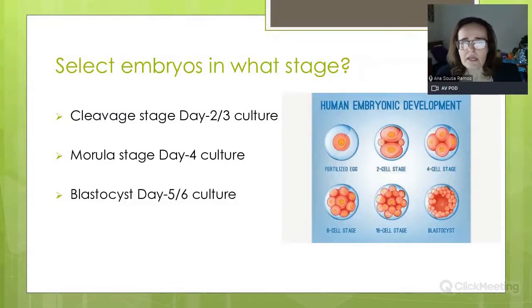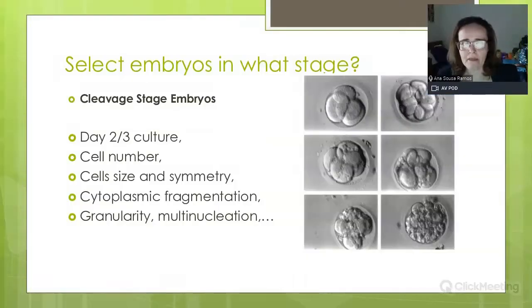And we can select the embryos at different stages. So after the fertilization and the first steps, we can do the selection on day two, day three culture, what we call cleavage stage, on the day four culture, what we call morula stage, and on a blastocyst stage, usually day five or day six culture.